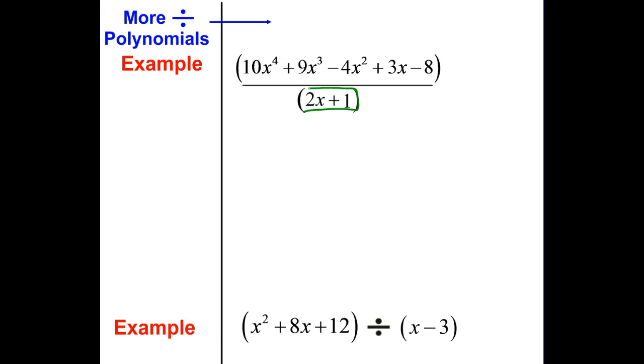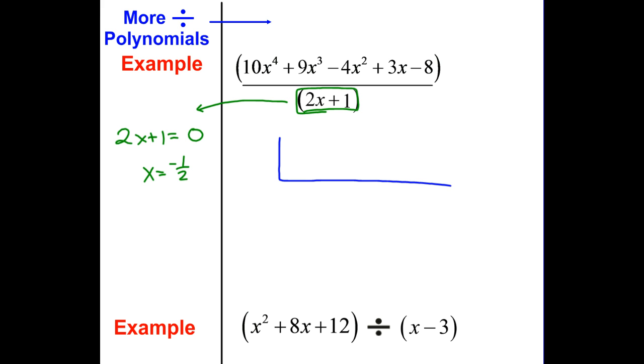If we look at this, the denominator there, we don't have just x plus a number. But since x is just a first degree, all we need to do to find out what number we need to put on the outside of our synthetic division is take 2x plus 1 and set it equal to 0. Solving that, we'll get x equals negative 1/2. So we still can do this because our x is the degree of 1. All we have to do is put negative 1/2 on the outside there.